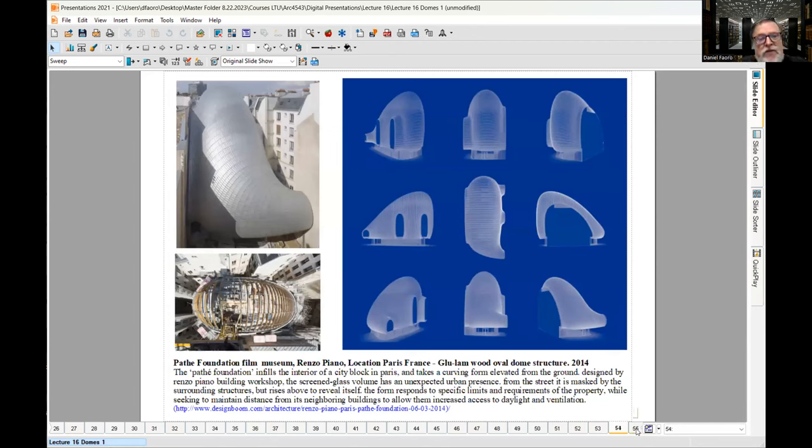Renzo Piano Pathé Foundation, Paris, France, this really curious building in the middle of the city. Now, it's a real building. I know it doesn't look like one, but this was a museum for film and the arts. These are enormous glulam domes. I think the cladding is a metallic cladding, probably like zinc, almost like large shingles.